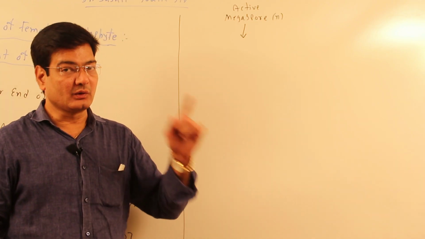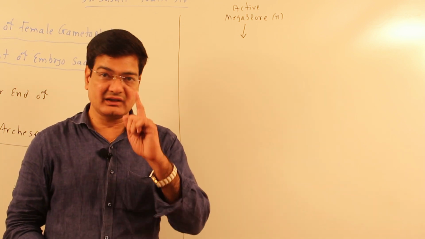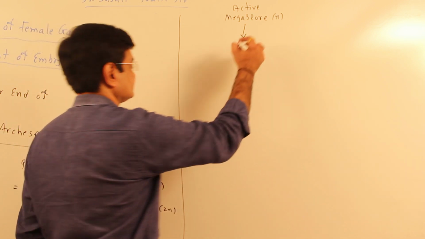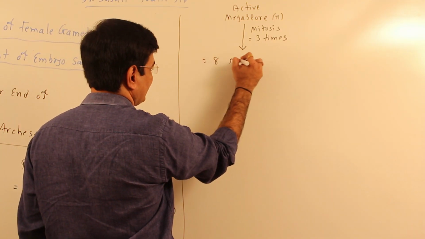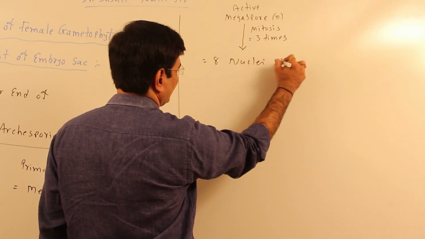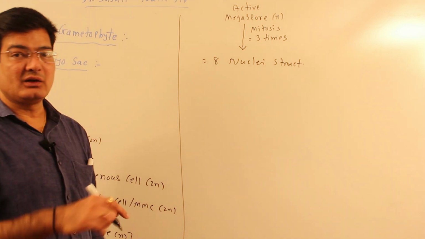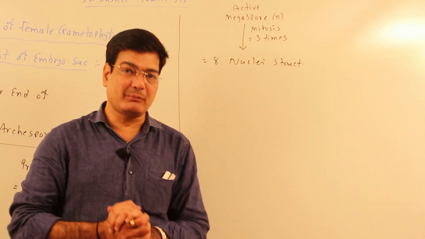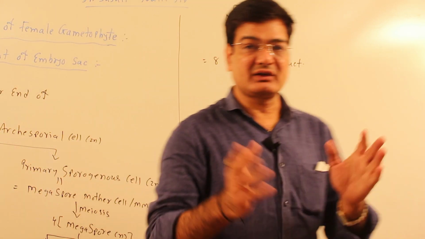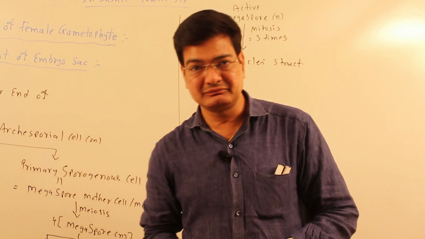This active megaspore undergoes mitotic division 3 times to form an 8 nucleated structure inside the ovule. Megaspore is haploid. It undergoes cell division 3 times. It is a mitotic division.